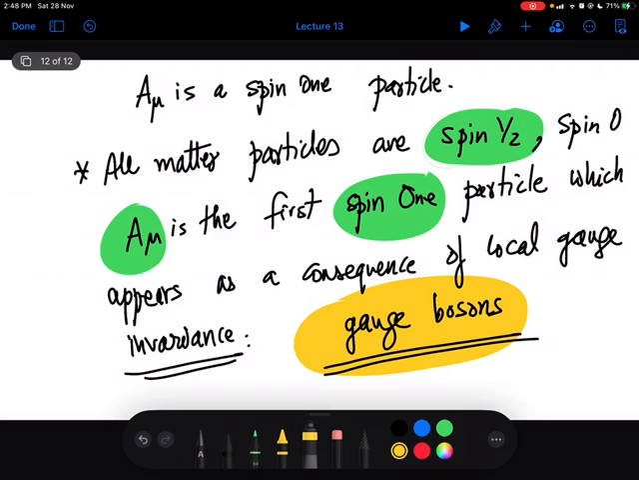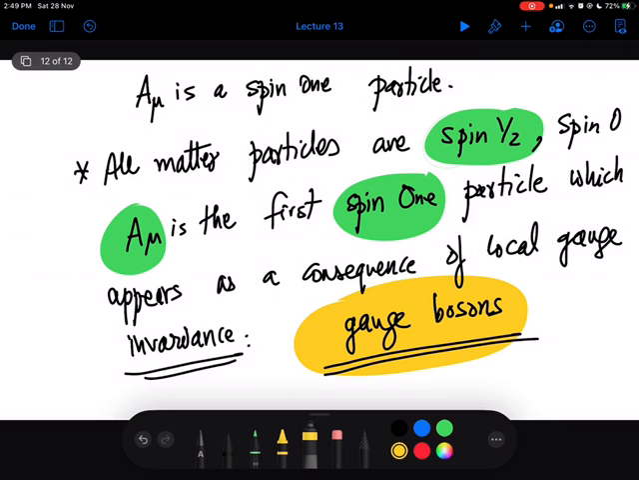So what is this A mu, which we'll identify with the photon actually? What are its equations of motion, and what are its wave functions, the solutions of these equations of motion? That's what we'll look into actually.